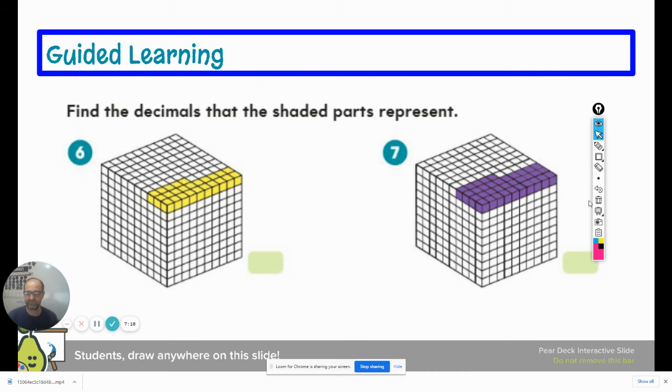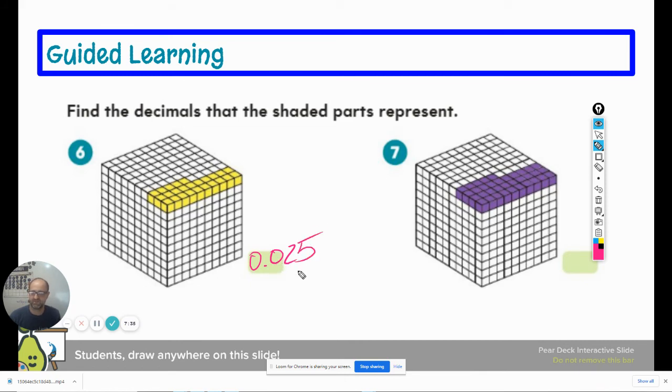No, not going there. All right, find the decimals that the shaded part represent. Well, I know these itty bitty squares are thousandths, and I can see there's 10, 20, 25 of them. So I'm going to deduce that it's 25 thousandths. Do the next one. Pause me. All right, done. Move on.